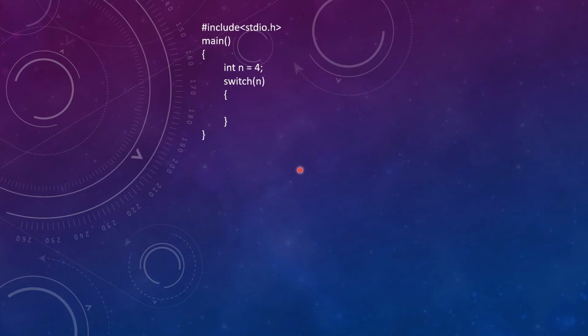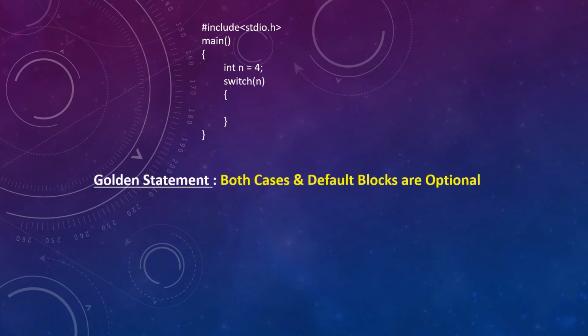Let me give you a very important golden statement now. The golden statement here is both the cases and the default blocks are optional. Yeah, you heard it correct. Default block is optional, that is okay, but now I'm telling you that cases are also optional. So there won't be any compilation error because the construct is absolutely right. It is something like this.